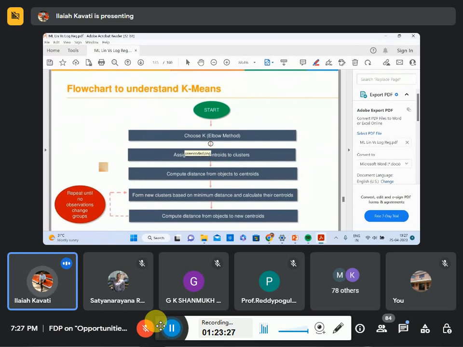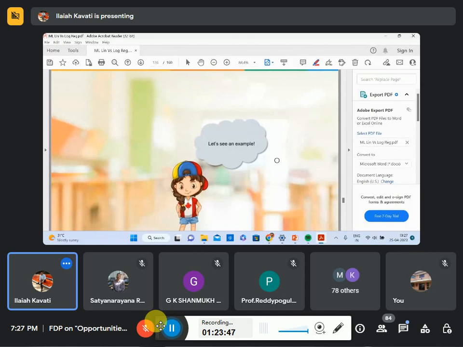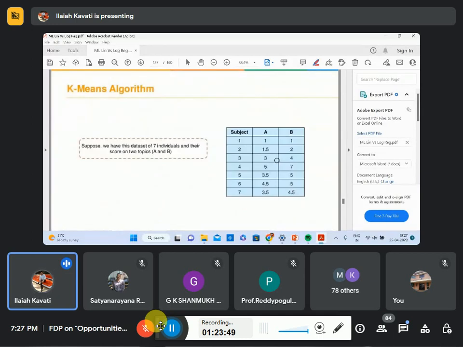First we need to choose the k value, and the choosing of k is very, very important. Then assign random centroids to clusters, compute distance from objects to the centroids, form new clusters based on minimum distance and calculate their centroids. Then compute distance from objects to the new centroids. This process will be repeated until the centroids become static. So this is an example.